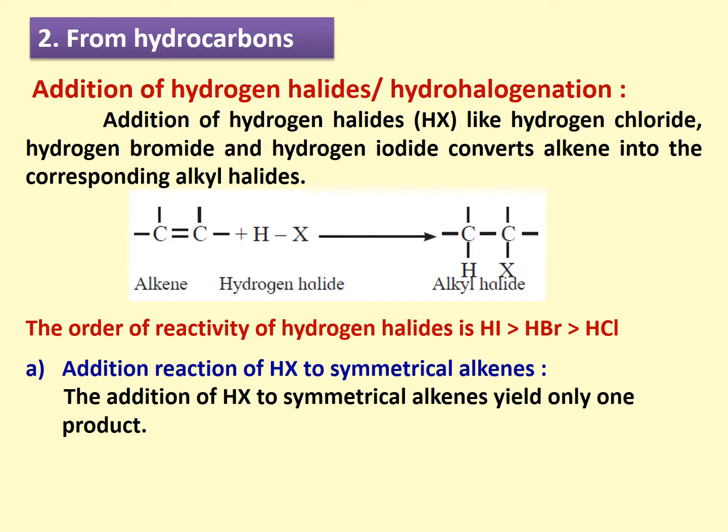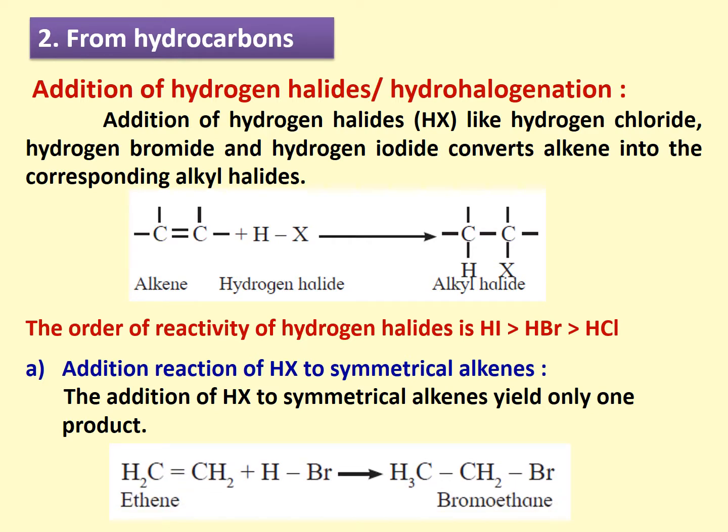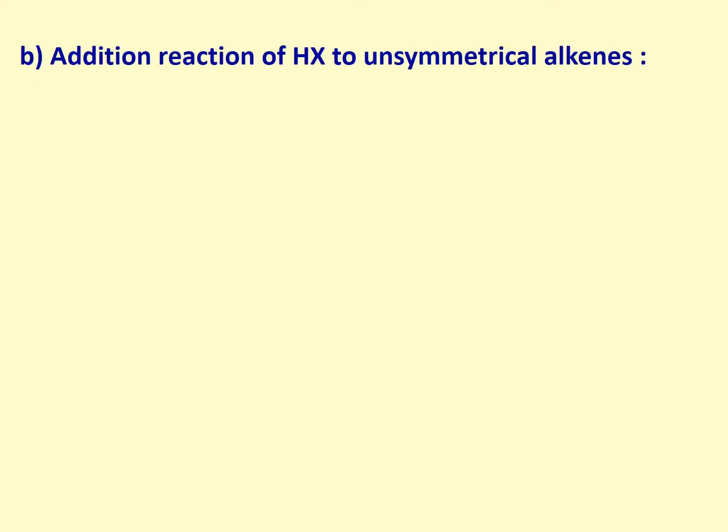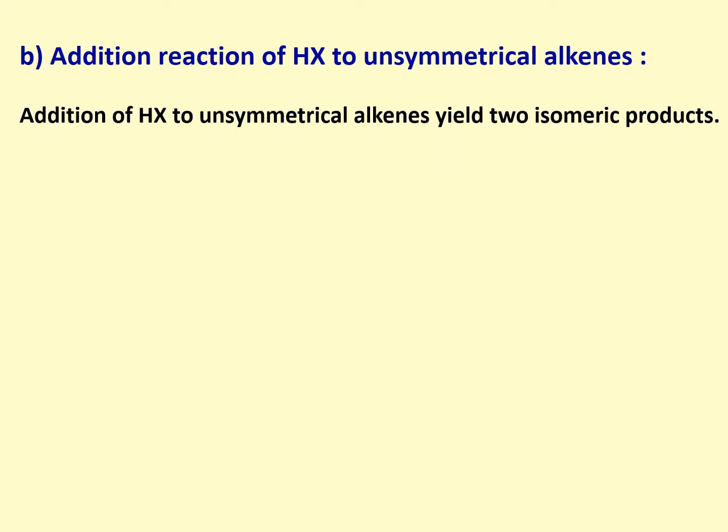Let us first consider addition of HX to symmetrical alkenes, for example, ethene. Symmetrical alkenes have identical groups or atoms attached to doubly bonded carbon atoms. Since both the carbon atoms are equivalent in ethene, addition of hydrogen to any one carbon and bromine to the other gives only a single product. Let us now consider addition of HX to unsymmetrical alkenes. Addition of HX to unsymmetrical alkenes yields two isomeric products. Let us see how.